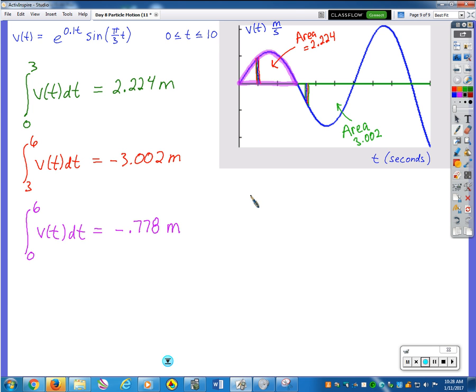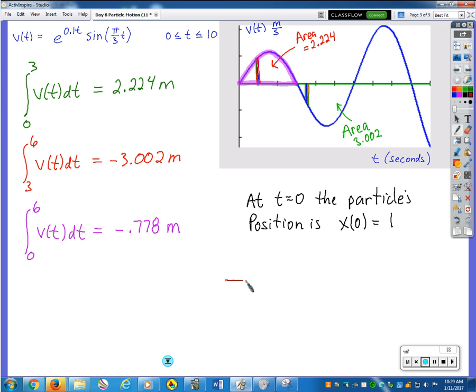At t equals 0, the particle's position is, this is going to be on the homework. At t equals 0, the particle's position is x of 0 equals 1. We talked about this before Christmas.